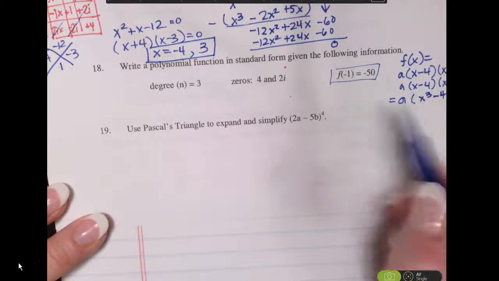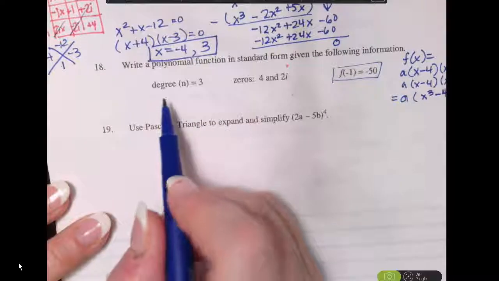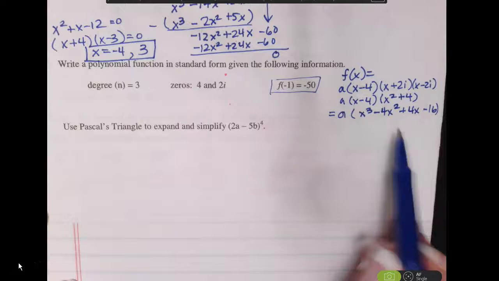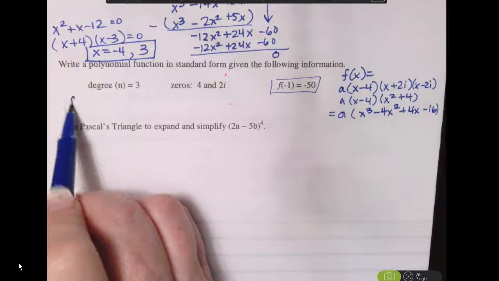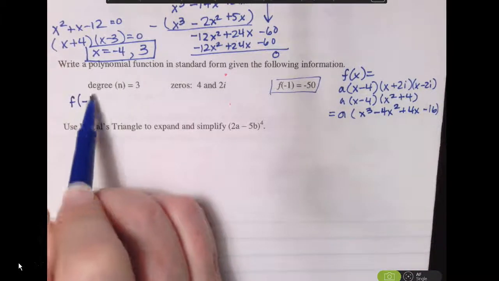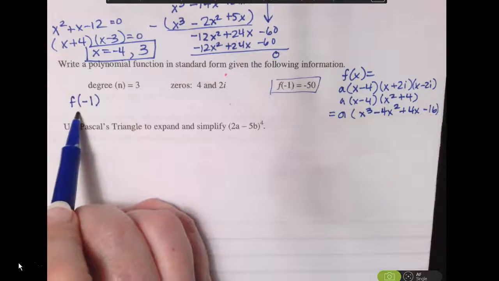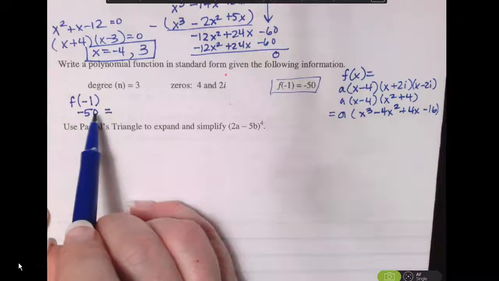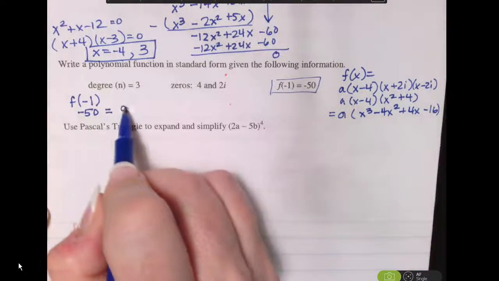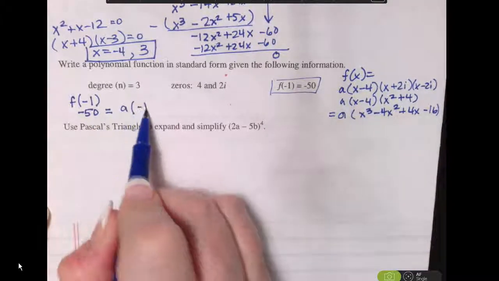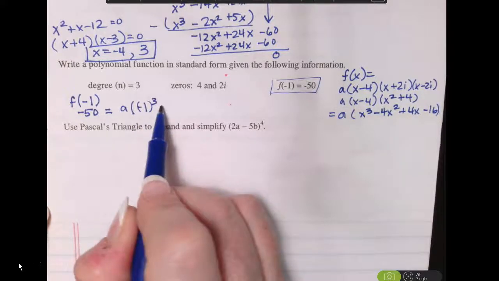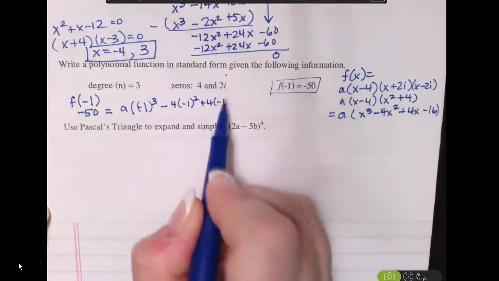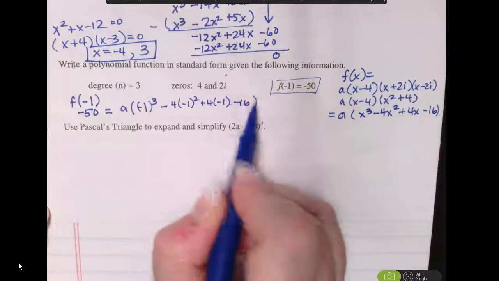So now I'm going to go over here. I'm going to show you this first. So that's where I foiled all that stuff out. So f of negative 1 is negative 50. So negative 50 equals, when I plug, so I've got a, and then I'm plugging negative 1 in for x, minus 4 times negative 1 squared plus 4 times negative 1 minus 16.